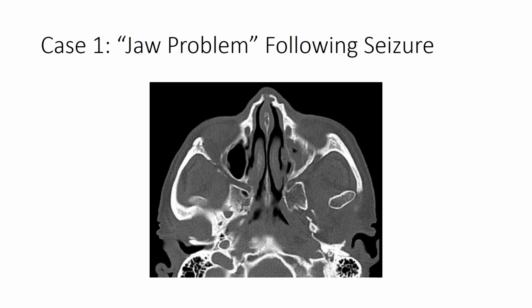All right, let's do some cases. So case 1, the chief complaint was written as jaw problem following seizure. And here on the axial CT shown in bone windows, you can clearly see that the condyles are not within the glenoid fossa as they should be, and they are anterior here and here.